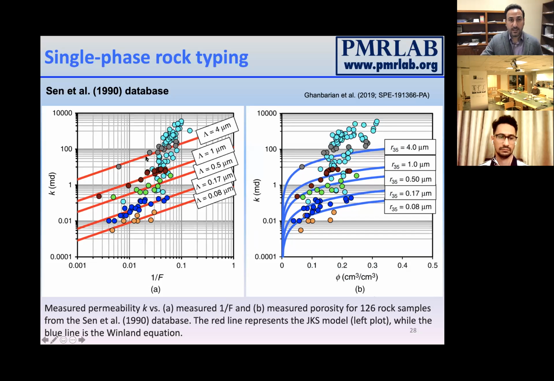Interestingly, when you plot the same rock samples within each group on a different plot, permeability as a function of porosity, they appear to belong to different rock types. For example, in this case, we have these blue dots over here. They probably belong to R35 equals 0.17 microns. But these other data points might belong to different rock types. That's what we tried to explain at the very beginning. By having a permeability porosity plot, we may get uncertain rock types.